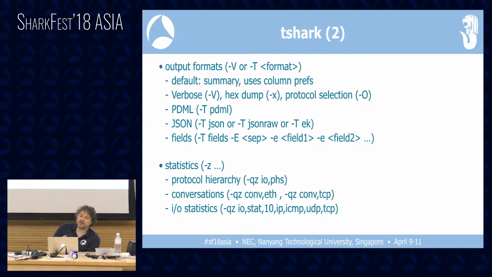So basically what this command does is it gives you statistics every 10 seconds, and it tells you how many IP packets were seen, how many ICMP packets, how many UDP packets, and how many TCP packets. So if you want to have a baselining application, you can use that.